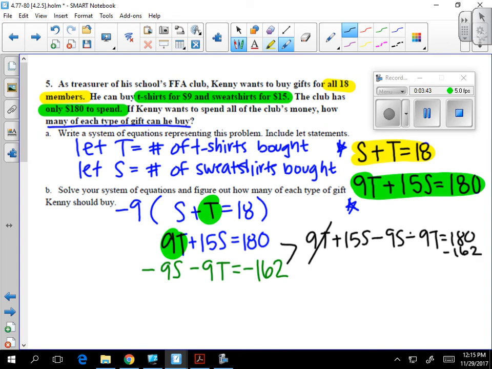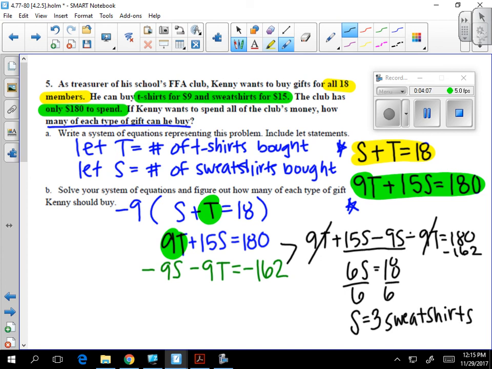So the t's are going to cancel. 15s minus 9s is 6s. And 180 minus 162 is 18. And I'm going to divide by 6. So I found out that I actually have 3 sweatshirts that I can buy.